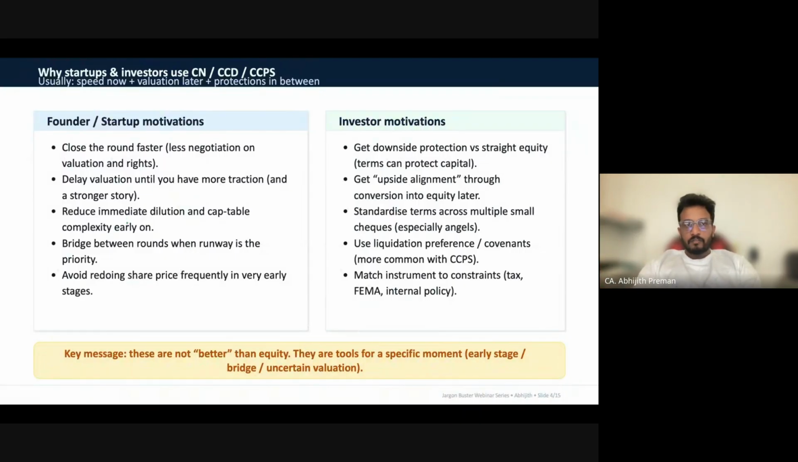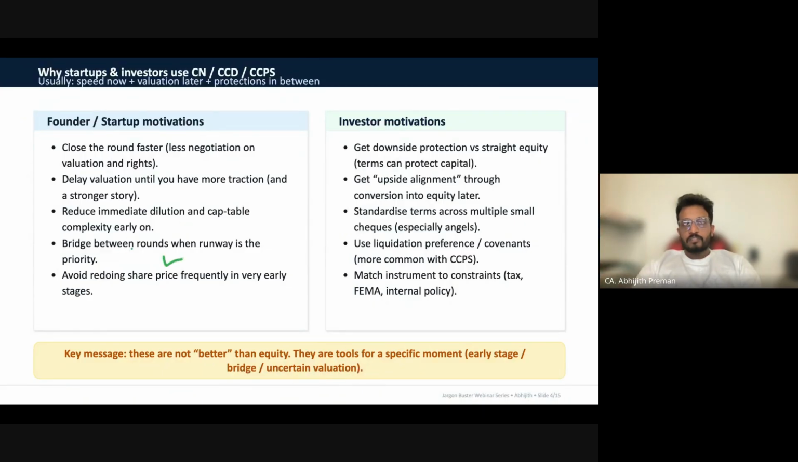Then, reduce immediate dilution and cap table complexity early on. Once you give convertible instruments, typically these people won't be coming in your cap table. Obviously, they'll be coming in your diluted cap table, but in your undiluted cap table, these people won't be coming.